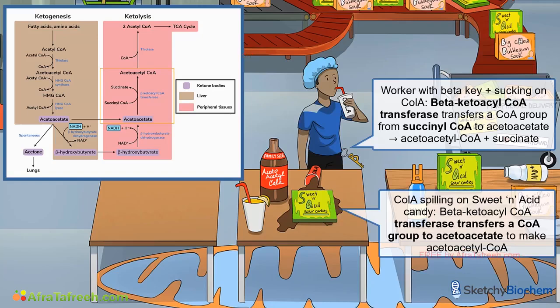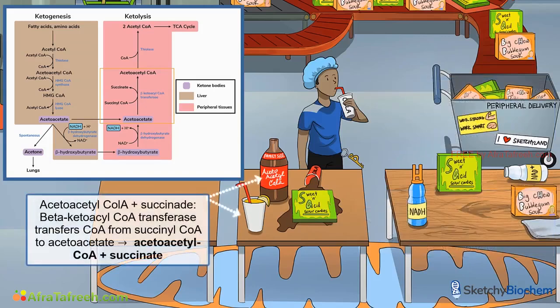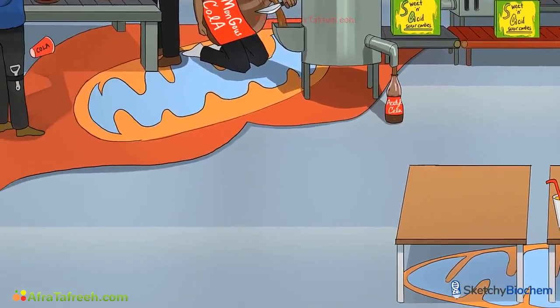Yeah, that's kind of like transferring, but more dirty. This person is beta-ketoacyl-CoA transferase. Remember that sucking cola is our recurring symbol for succinyl-CoA. What about the products? Well, acetoacetyl-CoA is the same big cola we talked about before, and succinate, well, is sucky lemonade, aka succinate.